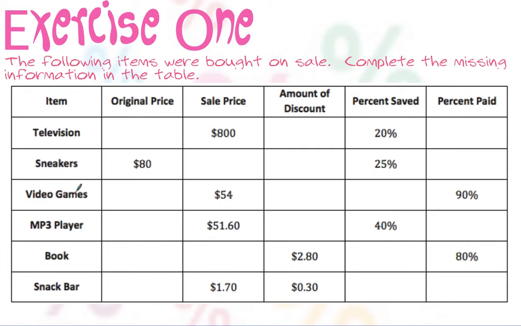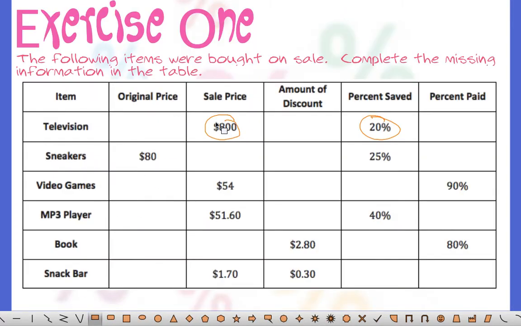All right, so then here we have exercise 1. And we have all these items that were bought on sale, and we need to fill out the missing information. So we have the television, and we have the sale price, which was $800, and we know we saved 20%. Okay, so I know that we're just going to start to use the formula to answer this, but I want you to understand what we're doing, so I'm going to show you a picture and kind of what we're working with here, because now we know the sale price and the percent saved.